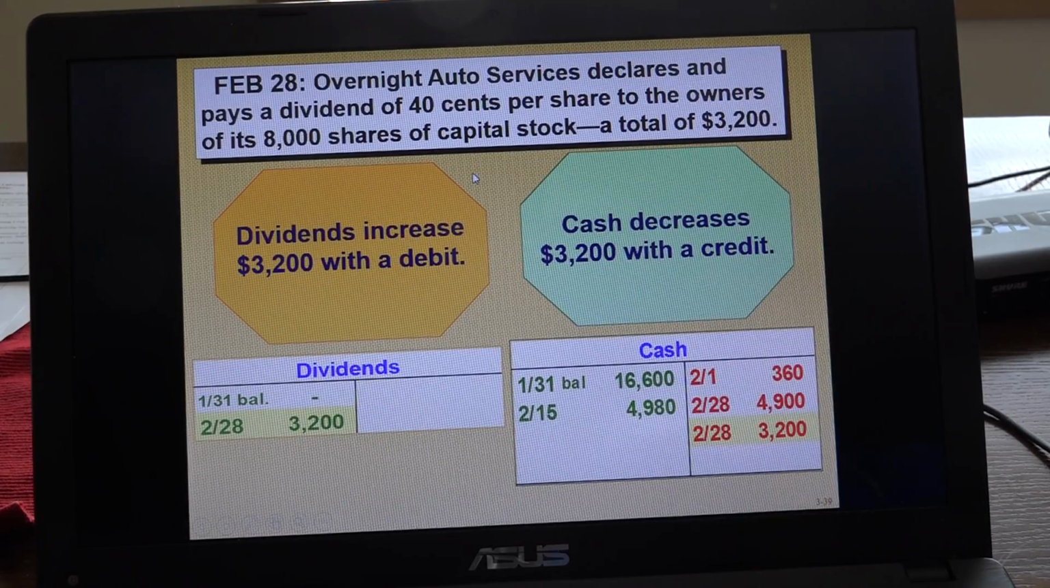Overnight declares and pays a dividend of 40 cents per share on the 8,000 shares of capital stock, totaling $3,200. So you debit $3,200 dividends and you credit $3,200 cash.